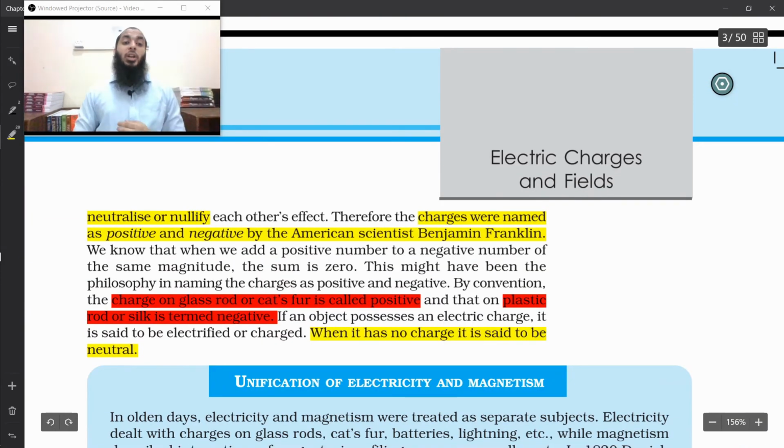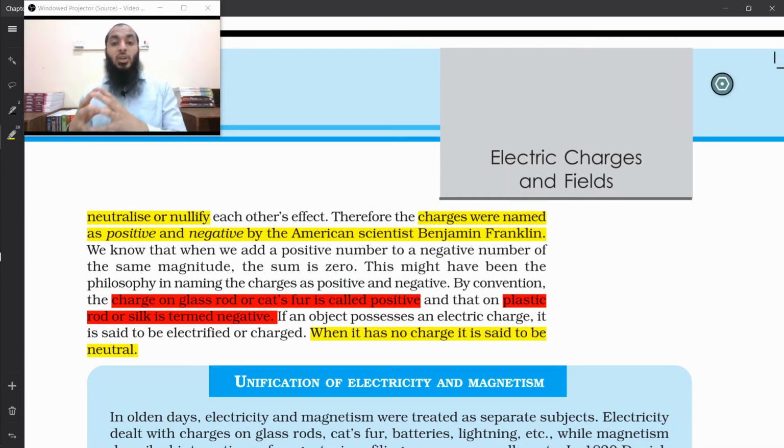Therefore, the charges were named as positive and negative charges by the American scientist Benjamin Franklin. We know that when we add a positive number to a negative number of the same magnitude, the sum is 0. Plus 5 and minus 5, you add them, you will get 0. So that's why you saw that they neutralize. So Benjamin Franklin might have thought, yes, why not we give it positive and negative? That's the logic. Anyway, everyone will agree that this was a fallacy on his part, because of such a convention. Let's read on.